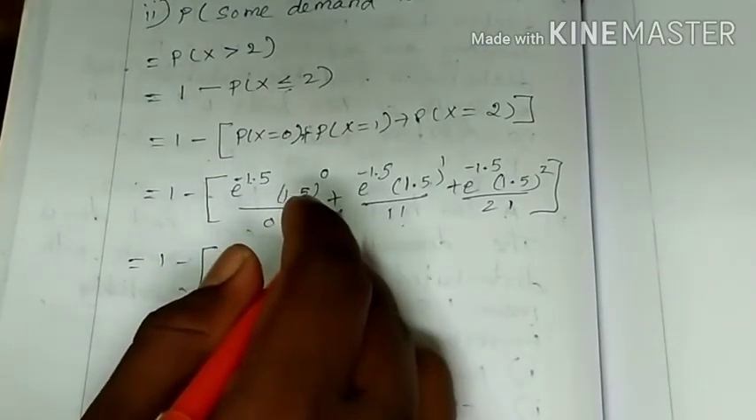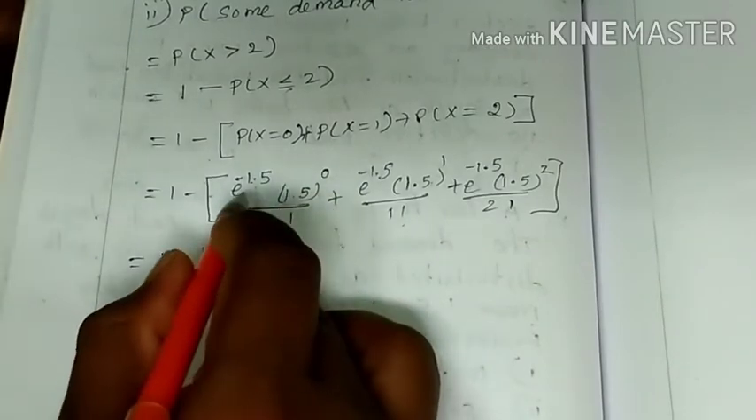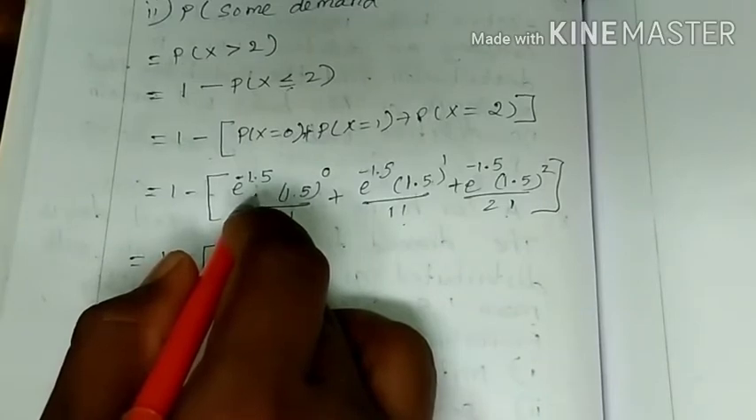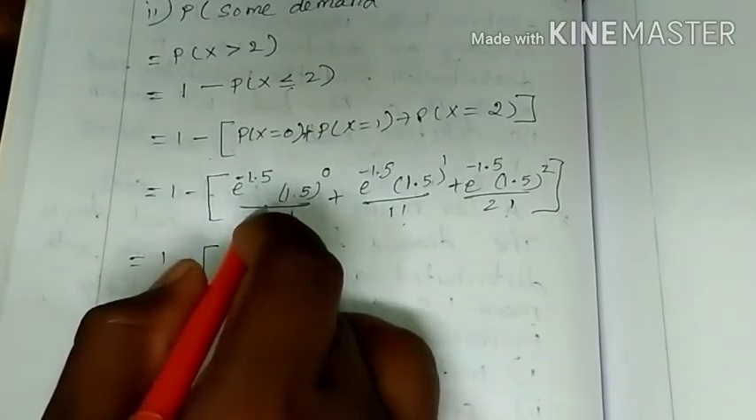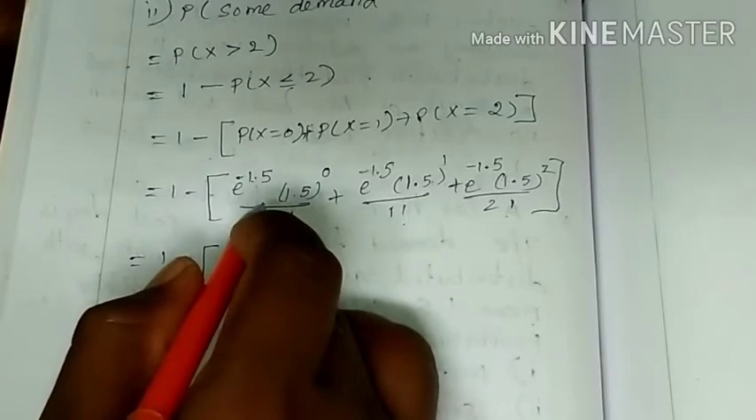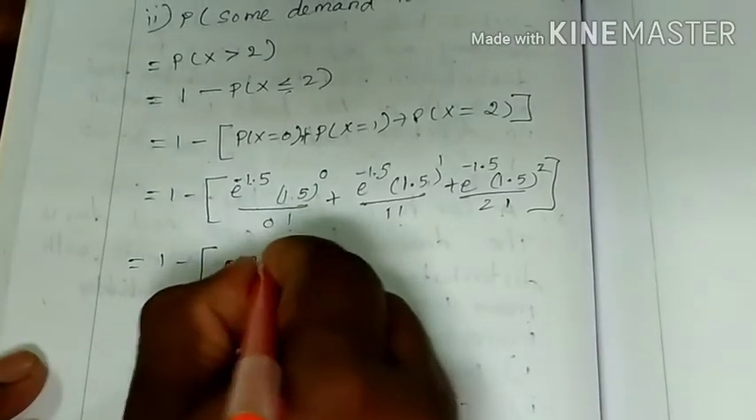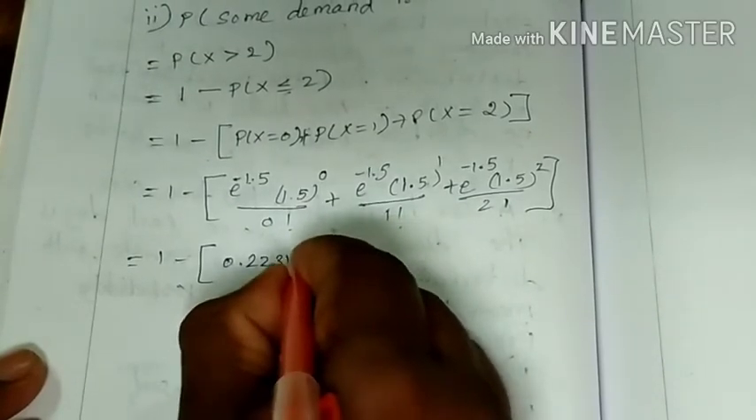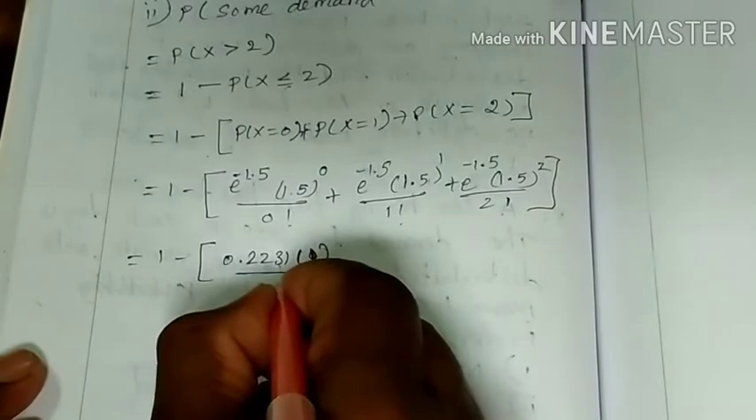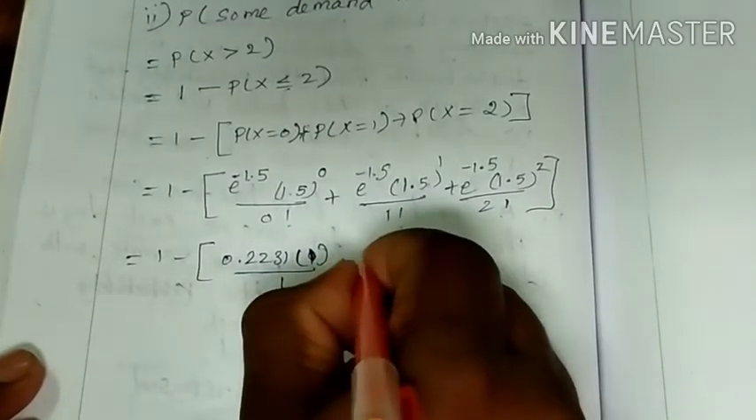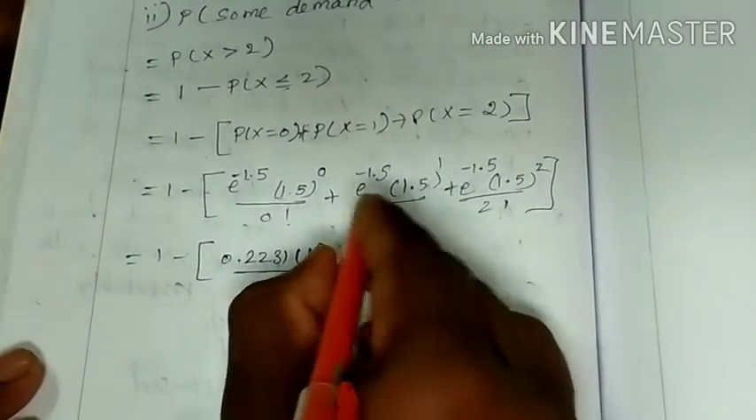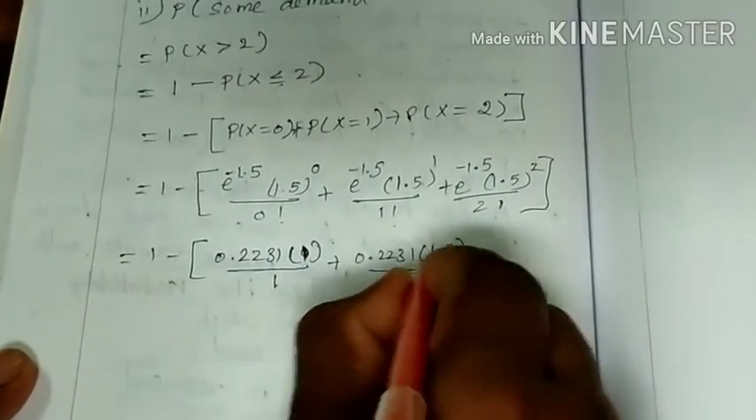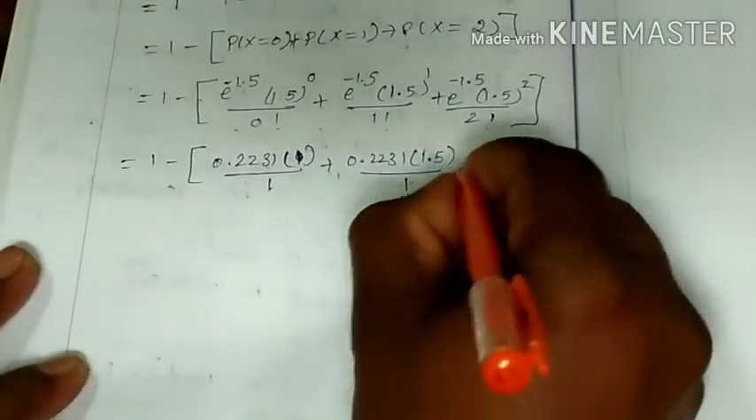So using the calculator we find out. Already I explained how to find the e power value. First press the shift button and the ln button, and minus 1.5, which is equal to 0.2231. Any number power 0 is 1. Any number power 0 is 1, divided by 0 factorial is 1, plus this is the same 0.2231, because e power minus 1.5 we already found.